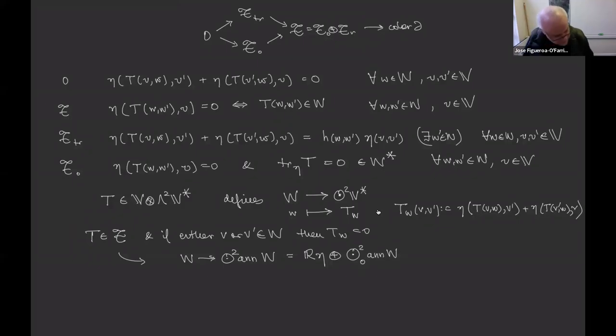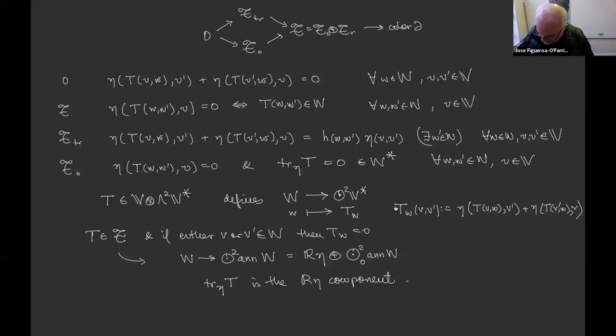So if you look at this, the trace eta of T is the R eta component of this map. And we basically want this to be zero in the T zero part. Okay, so this is the algebraic characterization of these modules. And now in the last 10 minutes, let me tell you what the geometric characterization is.